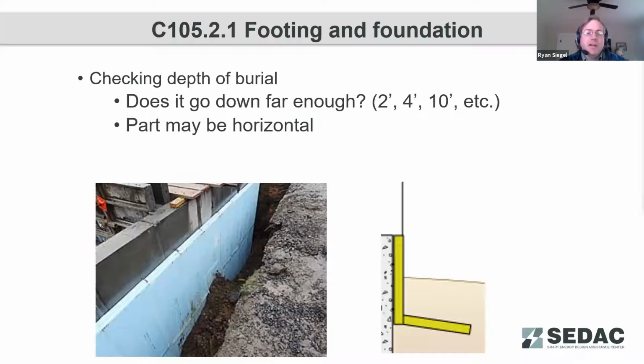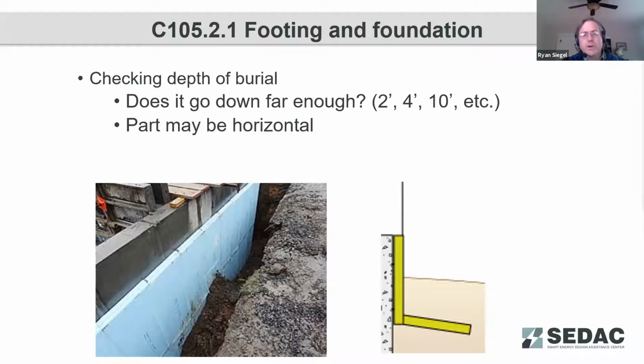Also, during the footing and foundation, we're going to be checking for the depth of burial. Is it going down as far as it was specified, whether that's 2 foot or 4 foot? Some places we see specified going down as far as 10 foot below grade. Now, some of this, the code does allow to be horizontal. So if you need 4 foot of insulation, you may see an installation where it goes down 2 foot and then comes out from the wall by 2 feet. That would be perfectly fine for most designs out there.